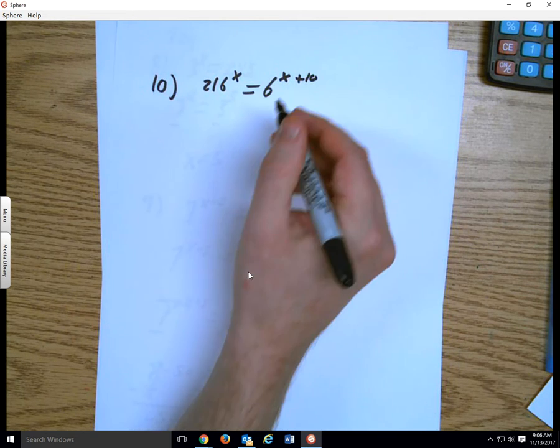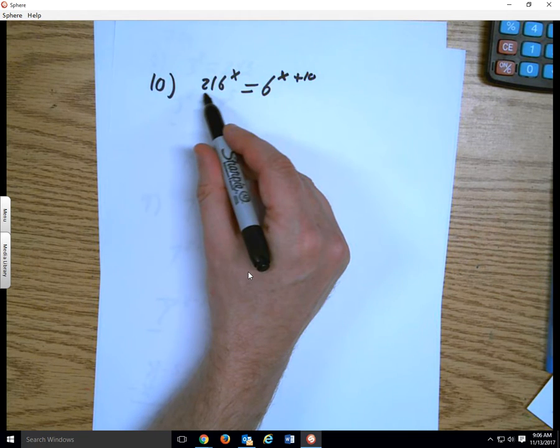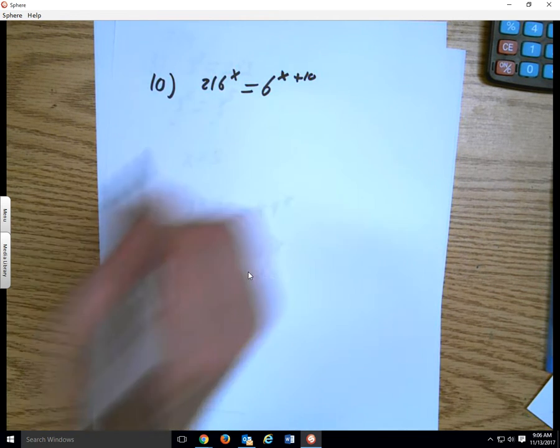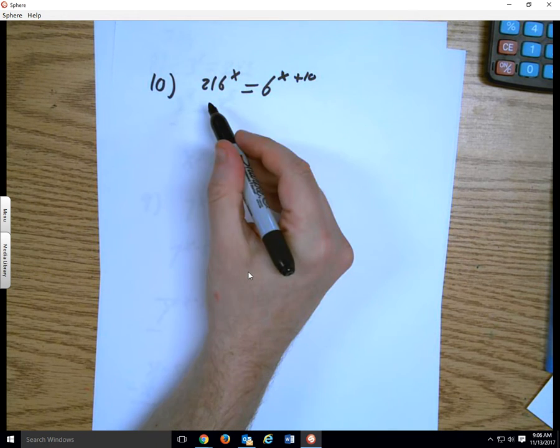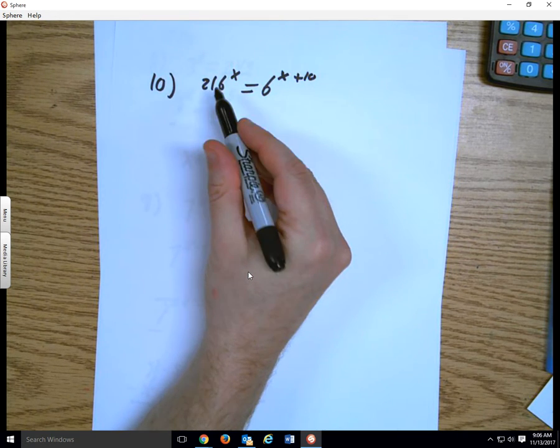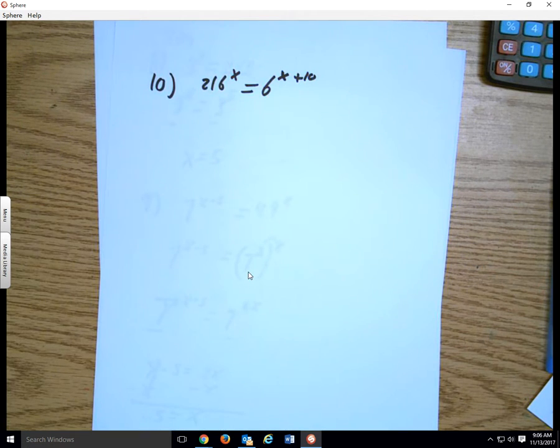Okay, so you see how this side has a base of 6? What you want to try to do is see if you can make this have also the base of 6. Because if you do, you can make the exponents equal to each other and solve. So now 6 to what power would be 216? 6 times what, 6 to what power?